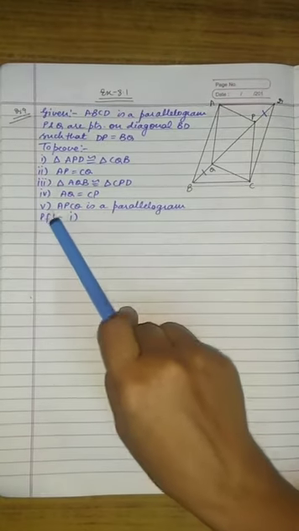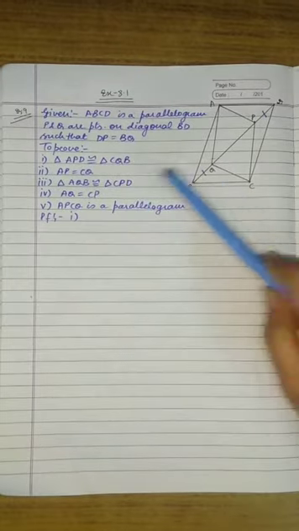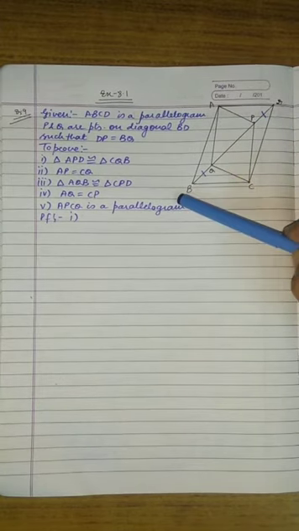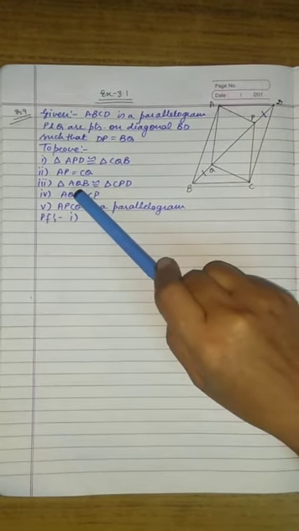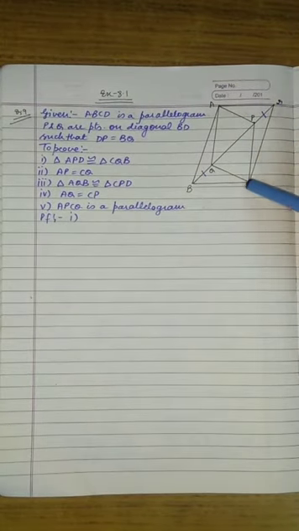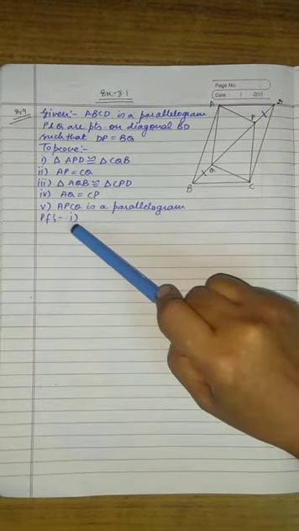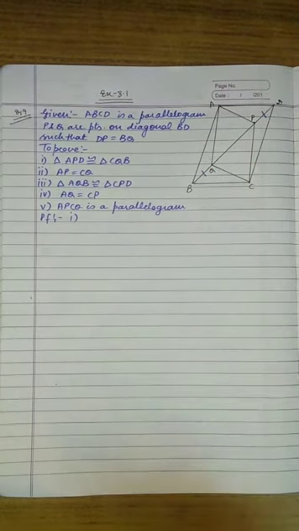First of all, it has 5 parts to be proved. First, we have to show that triangle APD and triangle CQB are congruent, and then AP is equal to CQ. Then triangle AQB is congruent to triangle CPD, and then AQ is equal to CP, and last we have to prove that APCQ is a parallelogram. So let's start the proof from part 1.